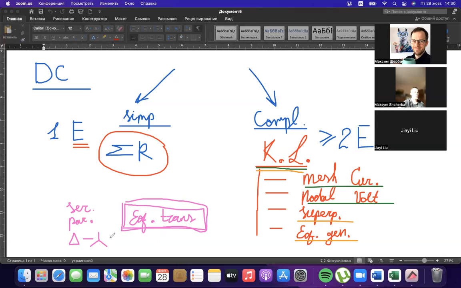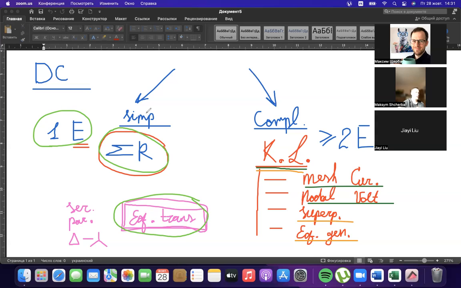Three types of transformation of resistances. Then, if we have some task, first we look at how many sources we have. If we have one source, we try to find the equivalent resistance. If we can do it, we do it, and then find the current. If we cannot, we additionally use equivalent transformation to simplify our circuit, and then we can find the resistance and the current.